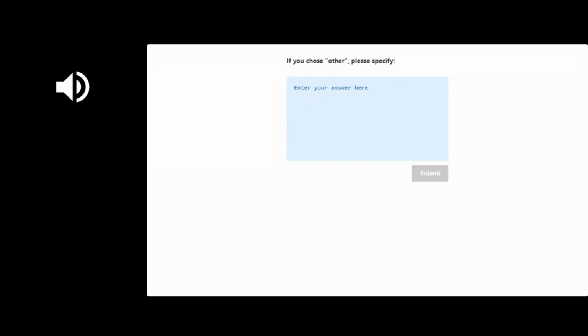Moving on to the next slide. If you did choose other, please specify. Just type your answer in the blue section that says enter your answer here. And we'll give you just a moment to type in your answer. Again, if you chose other, we'd love for you to specify. Thank you for your participation. Gintarė, back over to you.